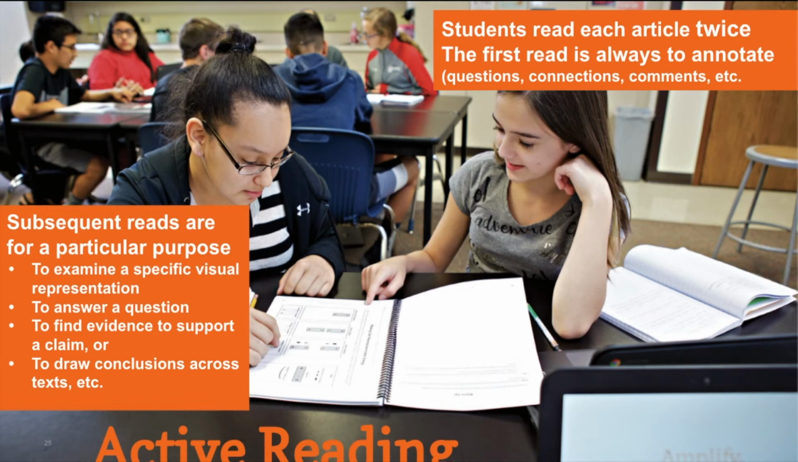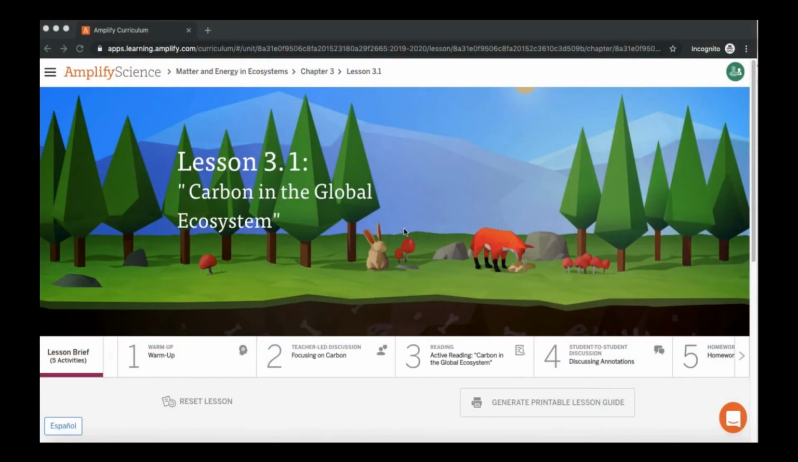In inviting students to work together to understand the challenging text, active reading takes advantage of the social nature of the middle school learner. In this video, I'm going to show you how the Amplify Science Library was designed to promote active reading. I'm going to show you the annotations features.